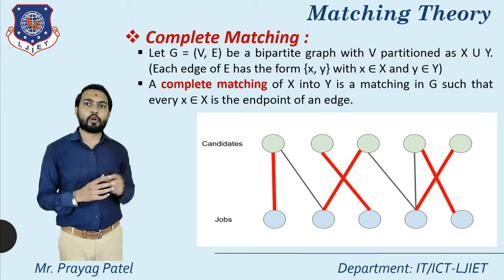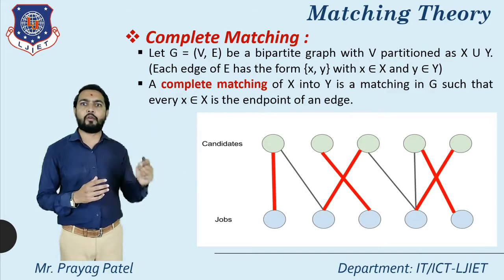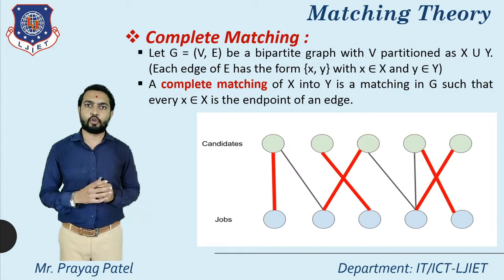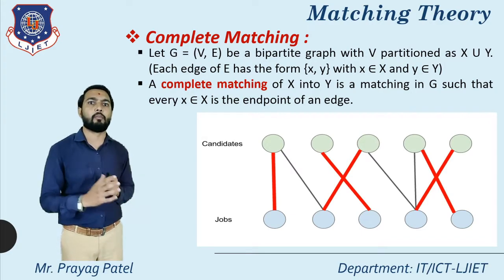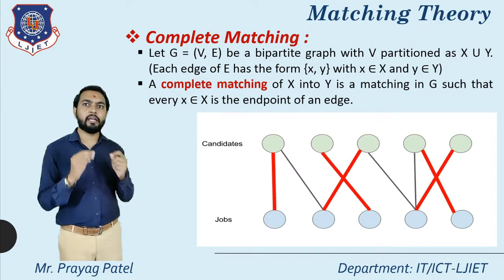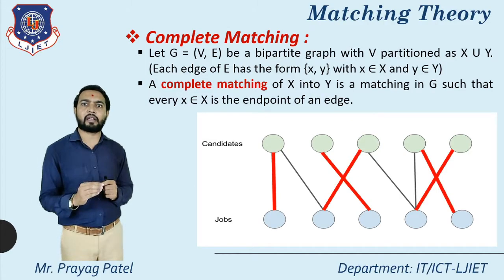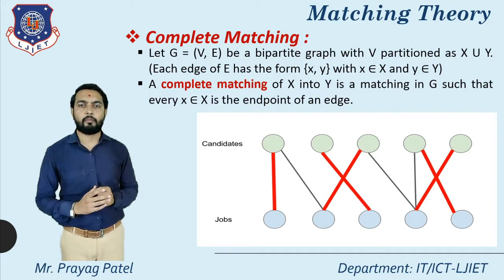So here five nodes are available in the jobs and five nodes are available in the candidates. So each and every candidate is assigned one job. So it is called a complete matching. Each and every candidate is assigned some job, so it is a complete matching.